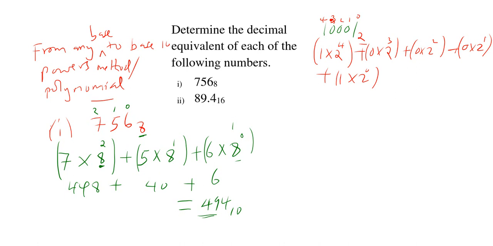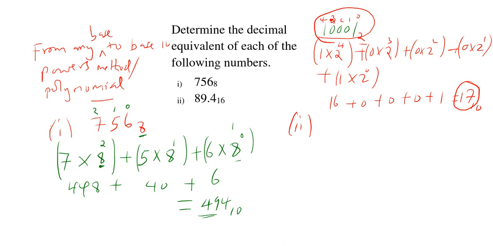So when you do this, the first one is 16, 2 power 4. The rest we shall have 0, 0, 0, and the last one is 1, and this is 17. So this is 17 base 10. When you change 17 base 10 to binary, you'll get the number here. So let's go to Roman 2. This is base 16, which is 89.4. This is base 16.